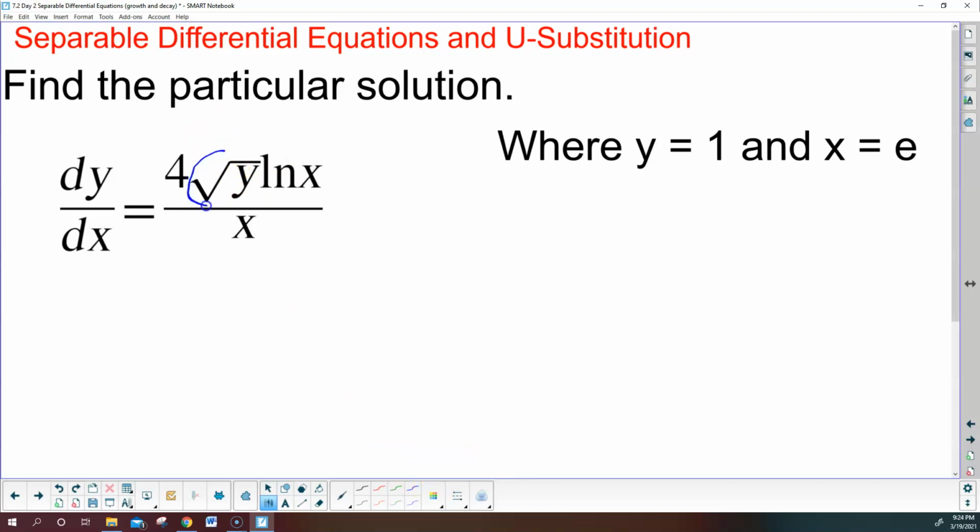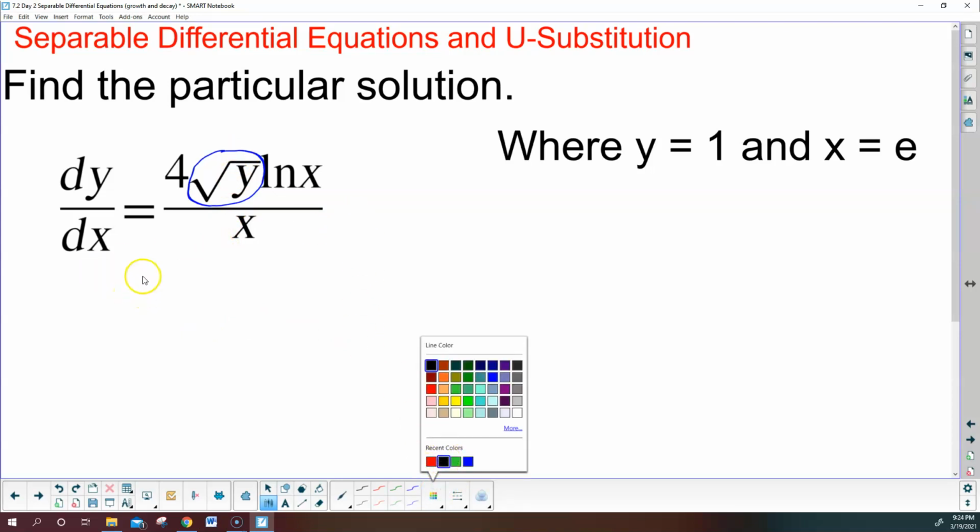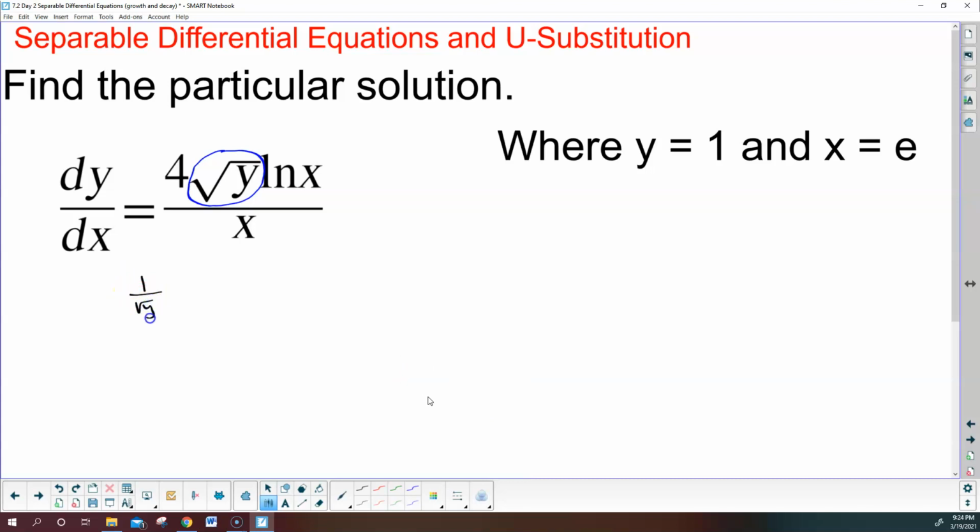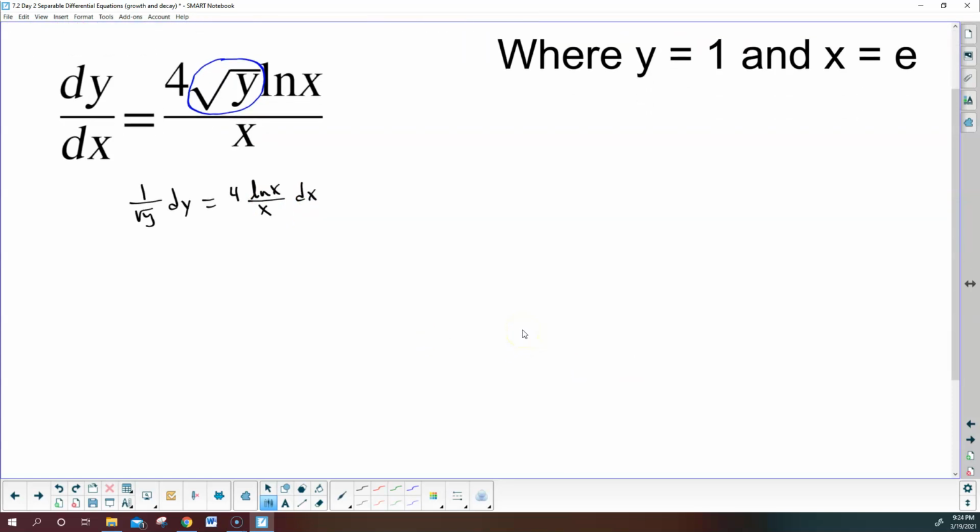Notice the only thing that has a y in it is right here. Everything else is perfect where it is. I need to just divide by the square root of y. So when I do that, I'll get a 1 over the square root of y dy on the left-hand side. And then I have a 4 natural log of x over x dx on the right.